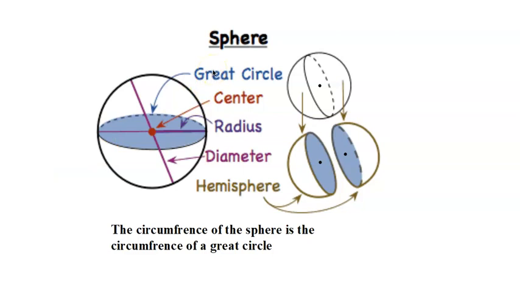Great circle. Important thing about this, the great circle will divide a sphere into two hemispheres. All right, so here I have a great circle. You can see the center of the circle is the center of the sphere, and so that divides it into two hemispheres, half of a sphere. Also, the circumference of the sphere is the same as the circumference of the great circle. All right, so just some definition stuff.